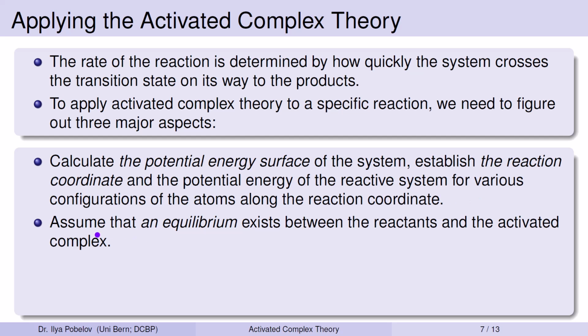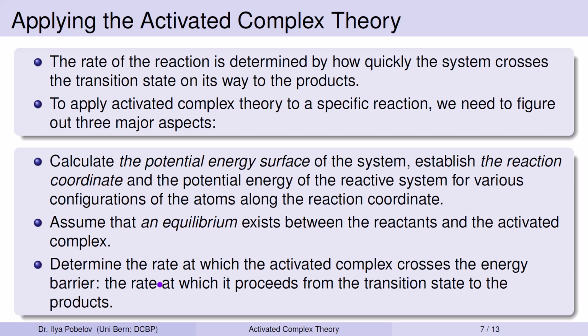Second, we assume that an equilibrium exists between the reactants and the activated complex. And third, we must determine the rate at which the activated complex crosses the energy barrier. That is, the rate at which it proceeds from the transition state to the products. These elements together provide the basis for calculating the rate of a chemical reaction from first principles.